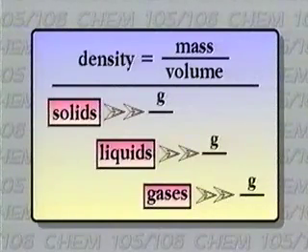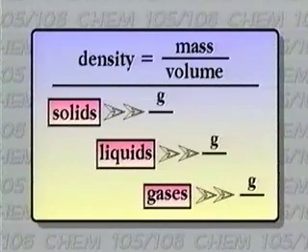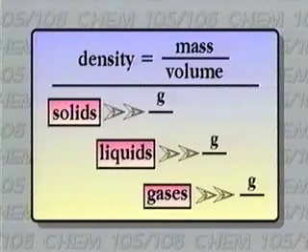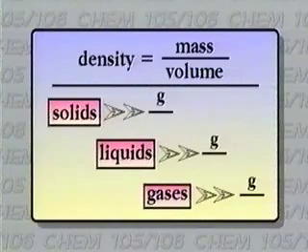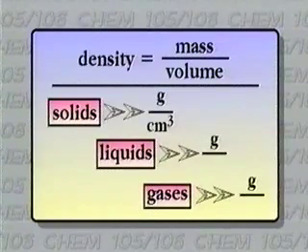notice that the top term in all of these, for mass, the unit of mass that we use in science is gram. So each of these has grams for the top unit. The bottom unit for volume, however, is different on the three. For a solid, we typically talk about grams divided by cubic centimeters. Centimeters cubed is what we're talking about there.